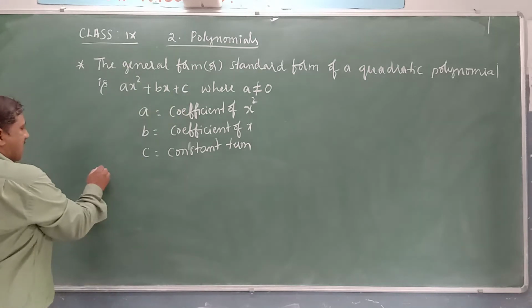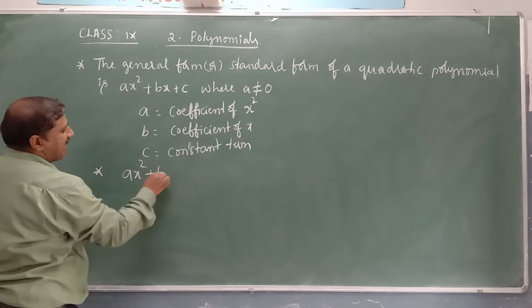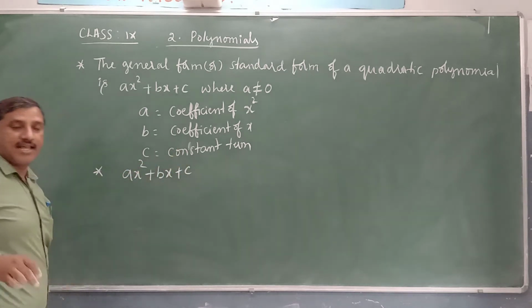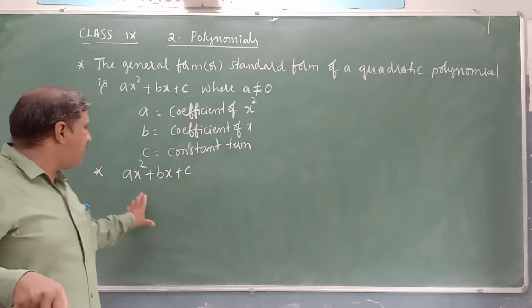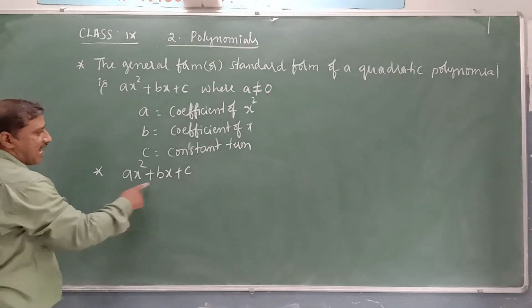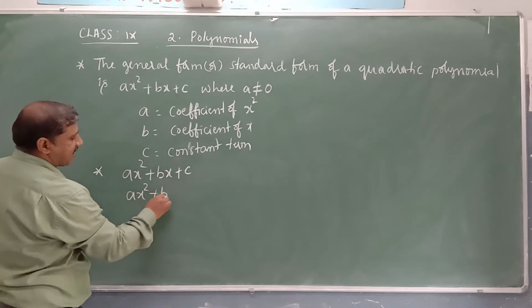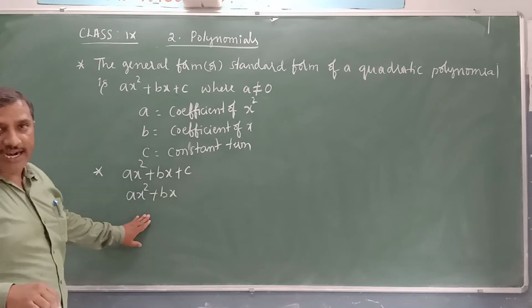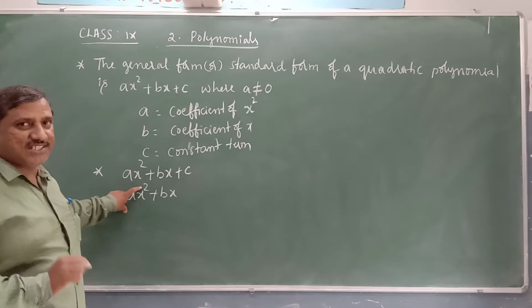Now you see here, ax square plus bx plus c is a quadratic polynomial. That is the general form, where a is not equal to 0. It has 3 terms. Now ax square plus bx is also a quadratic polynomial because the power is 2, that is, the degree is 2.